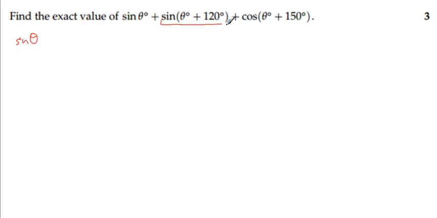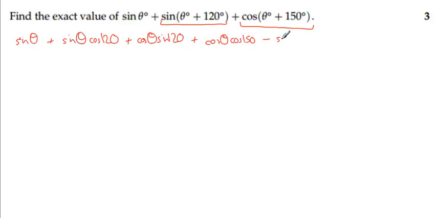So this sine theta plus 120 really turns into sine theta cos 120 plus cos theta sine 120. And then similarly, the cos theta plus 150 turns into cos theta cos 150.